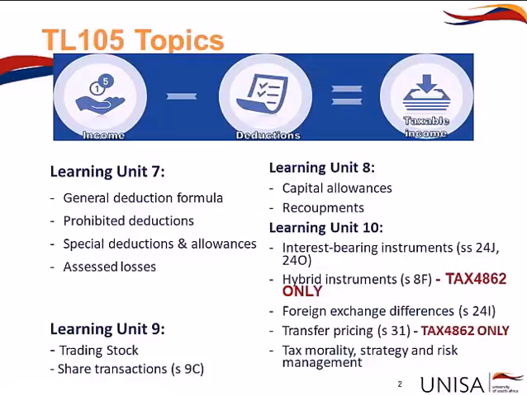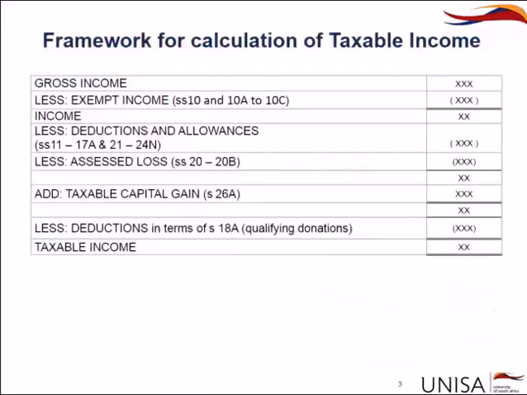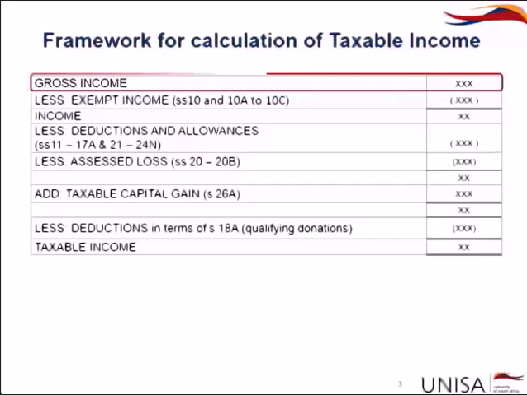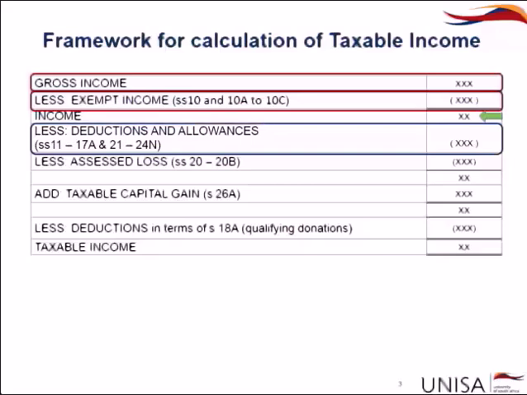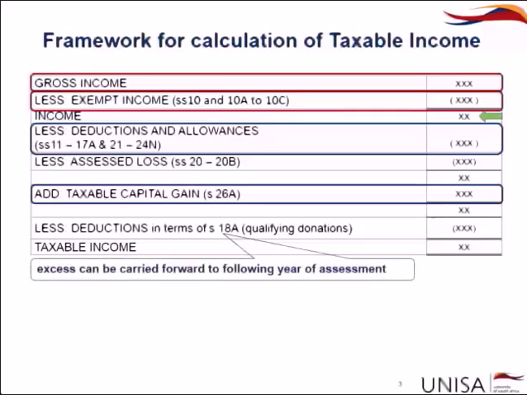Have a look at the topics for TAT Letter 105. Where exactly do these topics fall into the framework for the calculation of taxable income? Well, you have already covered gross income, as well as exemptions to gross income, giving us income. We are now looking at the deductions and allowances section. Obviously, your taxable capital gains that you would have looked at in TAT Letter 104 are also now relevant. We will also be looking at the deduction in terms of section 18A, qualifying donations.